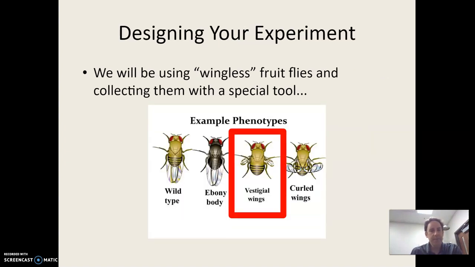So to design your experiment, to study behavior, we are actually going to be using wingless fruit flies. These are available at some pet stores. They're basically fruit flies that can't fly because they have vestigial wings. Maybe you remember the vestigial wing trait back when we did some genetics problems with them.